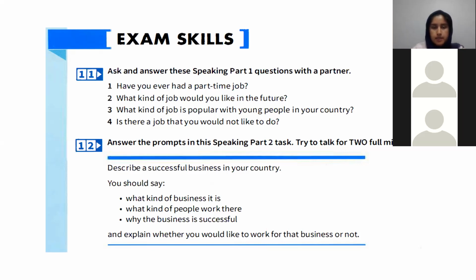All right. Question number 3. What kind of job is popular with young people in your country? There are lots of popular jobs in my country for young people, but getting every job is difficult because there are many restrictions, and actually there are various jobs, but the number of jobs is small.